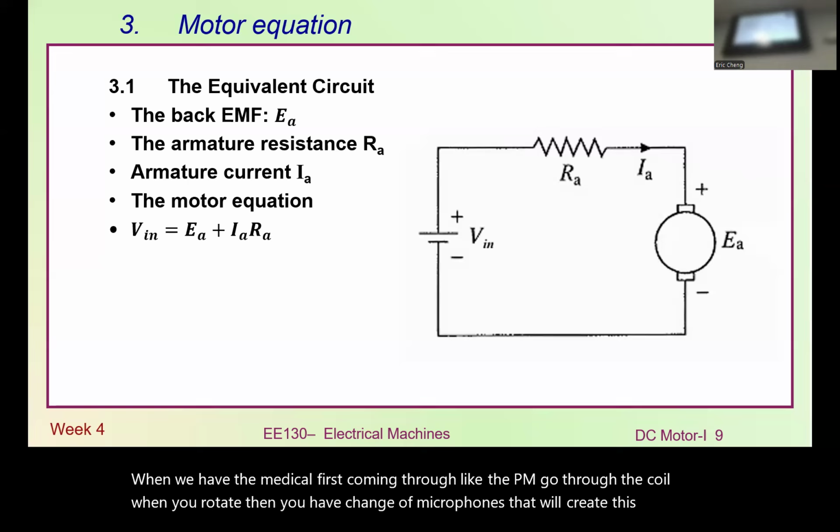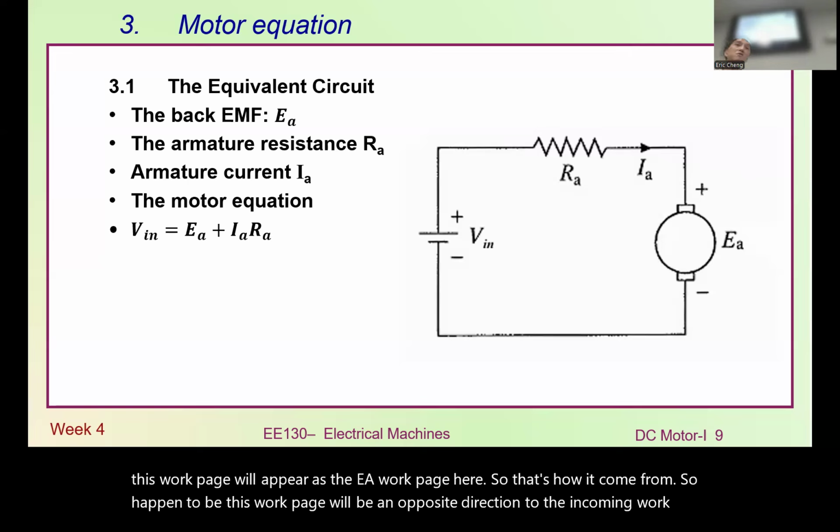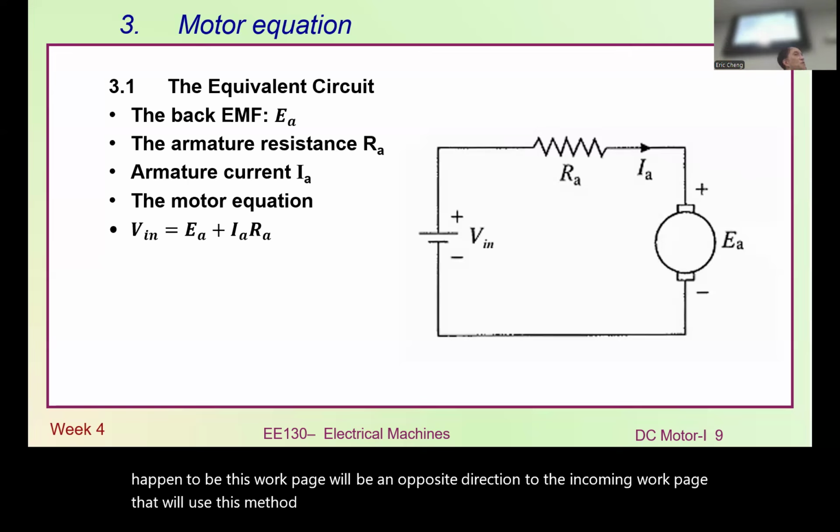So this voltage will appear as the EA voltage here. So that's where it comes from. This voltage will be in the opposite direction to the incoming voltage, so we use this method to control the current or reduce the current.